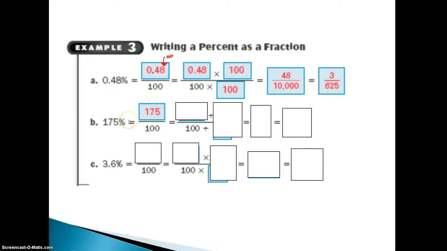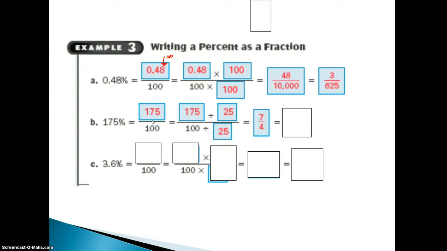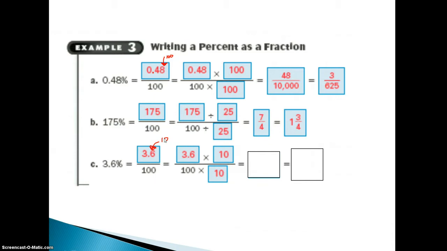Part B is 175 over 100. This time I could just simplify it by dividing by this common factor. You get 7 over 4, which simplifies to 1 3/4. 3.6 over 100. Remember, in order to put this in the calculator, I need to multiply by the place value, which in this case is 10. So you have 36 over 1,000, which is 9 over 250.